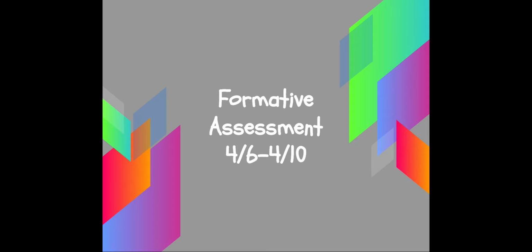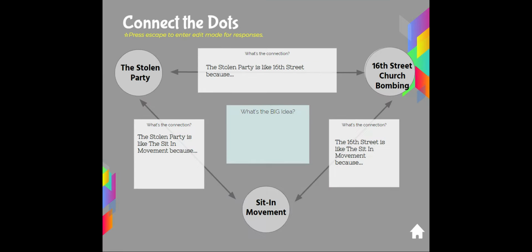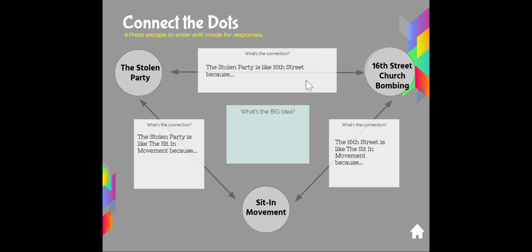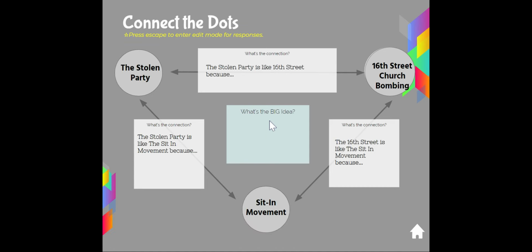Then you're going to do the formative assessment. And here's one where it says connect the dots between the 16th Street church bombing, the sit-in movement, the stolen party, the connection to each one. What's the big idea? What's the main topic that all of those have in common?